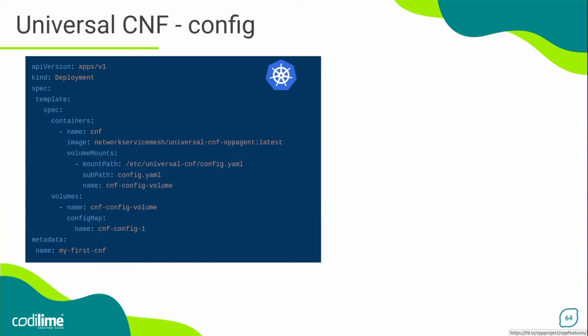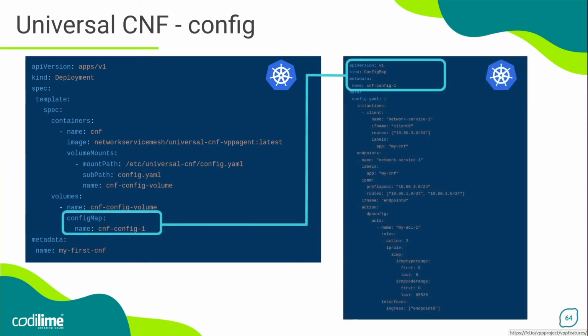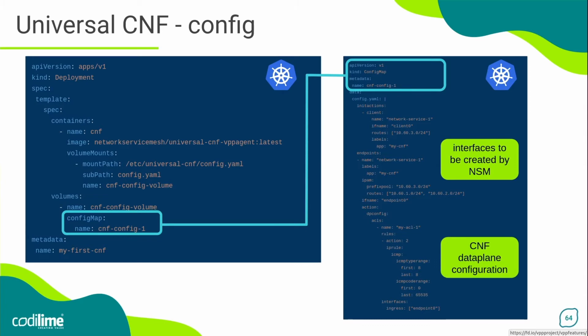When the UCNF image is ready, we can refer to it when we want to deploy the UCNF in the Kubernetes cluster. We provide a dedicated configuration file as a config map. The file used in the example you see on the slide contains both the definition of the interfaces to be created by the NSM system, as well as the CNF data plane configuration.